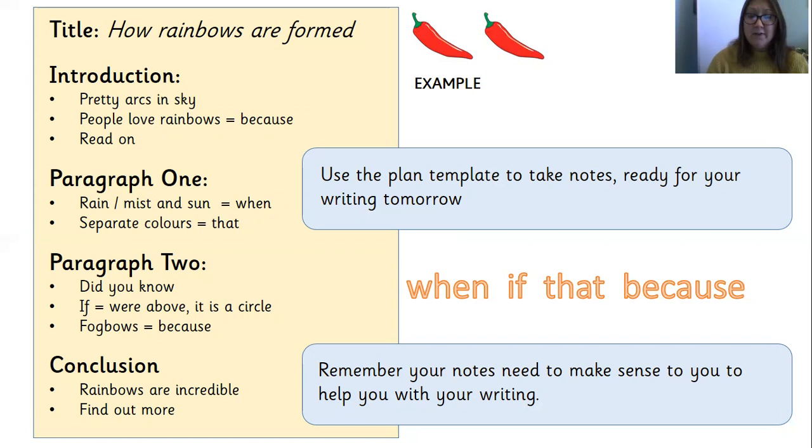You may notice that in my plan, I've done little equal signs and written the conjunctions. This is to make sure that I use all of the conjunctions in my writing and I've had a little think about what sentences I want to write. For example, in the introduction, people love rainbows and an equal sign and because. That's because I want to write the sentence, people love rainbows because they are so beautiful. We're not writing the whole sentences out, just ideas for our writing tomorrow.